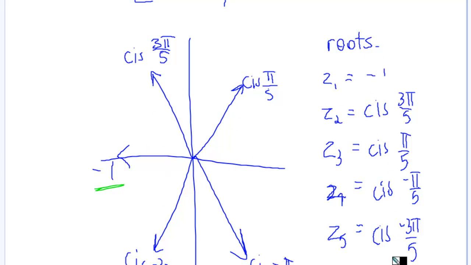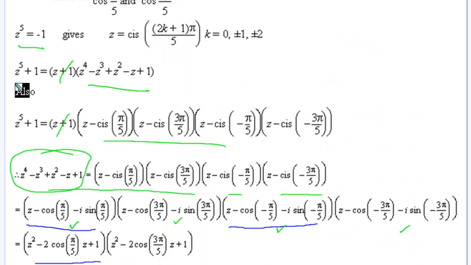So there's our 5 roots of z to the power of 5 plus 1 is equal to 0. So that's the roots of that equation. We also know that we can have z to the power of 5 plus 1 factorised down to this. So we just get rid of that one so we can make sure we can see it. So we can see that we get that expression as our factorisation of z to the power of 5 plus 1.